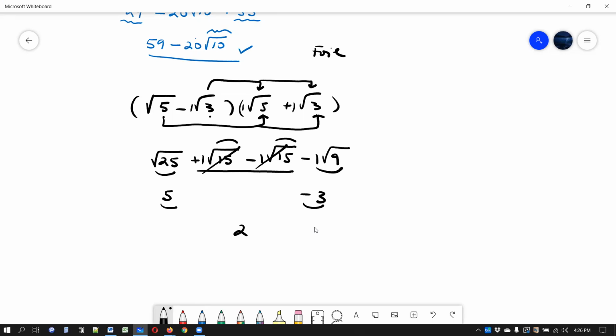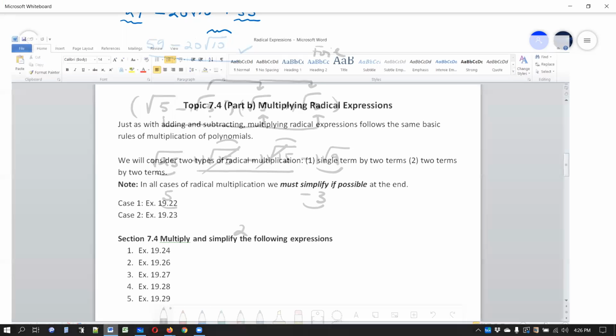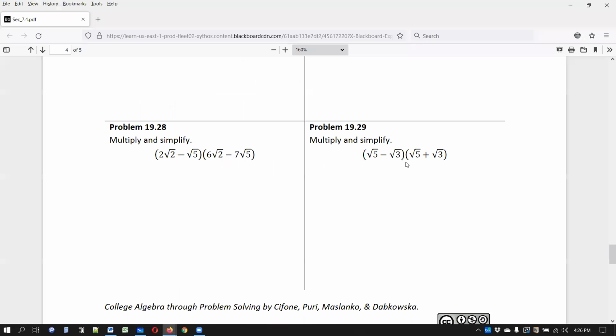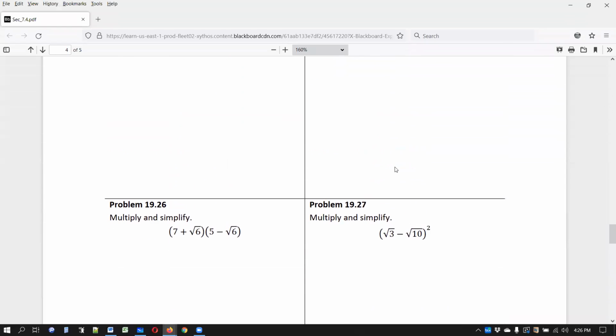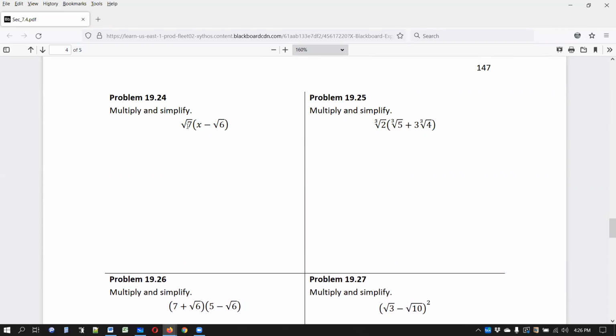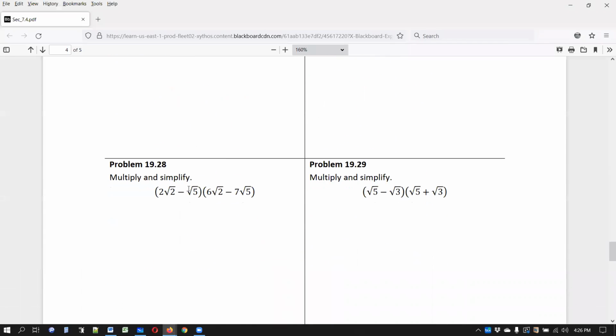Okay, so this is always going to happen when you have the exact same two terms, but with a different sign in the middle. We saw these before, we called them conjugates, and we'll see them again. Okay, very good. So this was 19.29, a very important example. So we've covered the two types: the first multiplication with a single term times two terms, and the more important and common problem where we have two terms times two terms, multiplication of radicals.